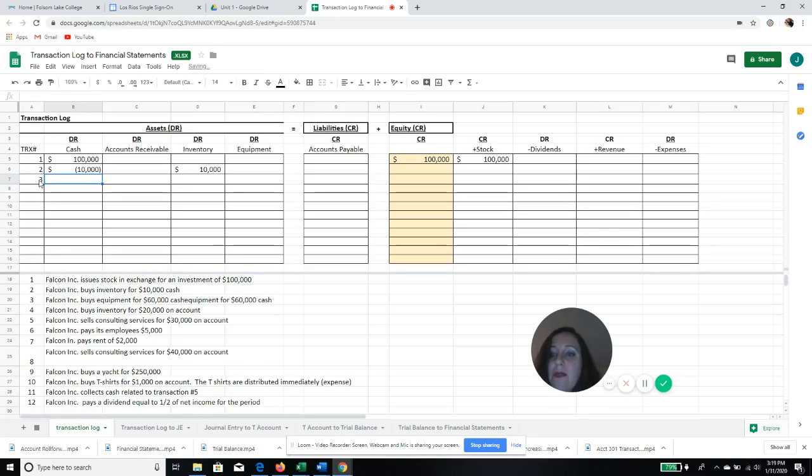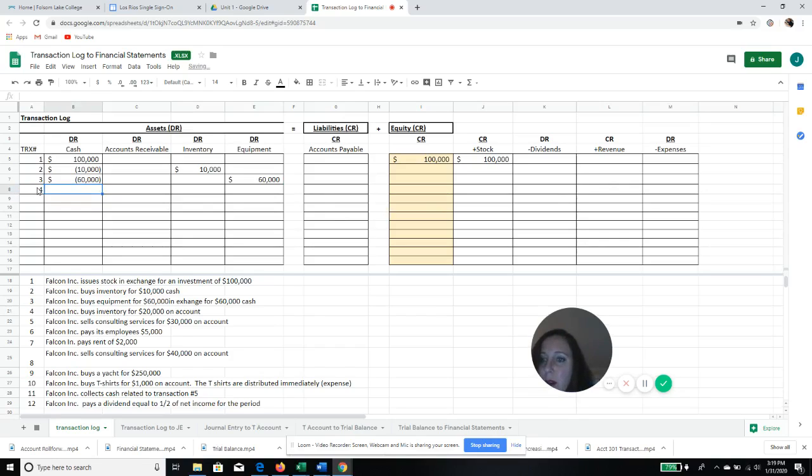Transaction 3. Falcon Inc. buys equipment for $60,000 in exchange for $60,000 in cash. So we are going to increase equipment by $60,000. And we're just going to fix this one. There we go. And we decrease cash by $60,000. Net impact of 0 on the left side. We didn't touch the right side, so that's 0, and we're in balance.